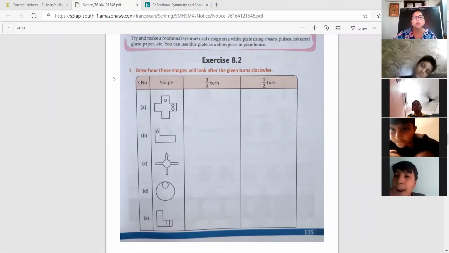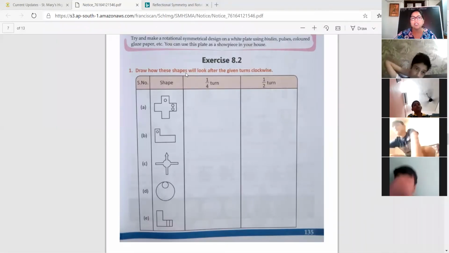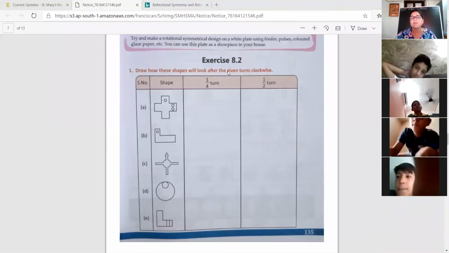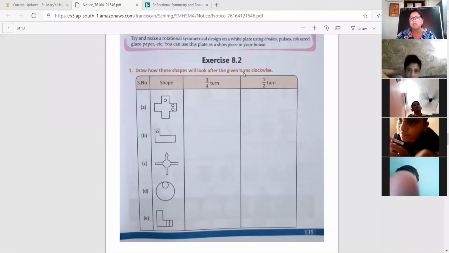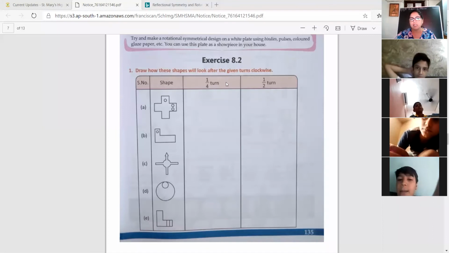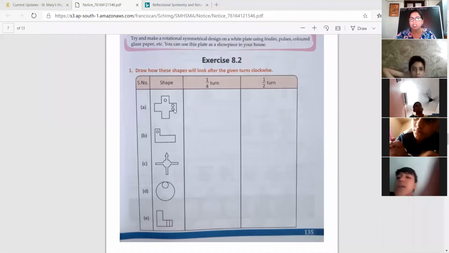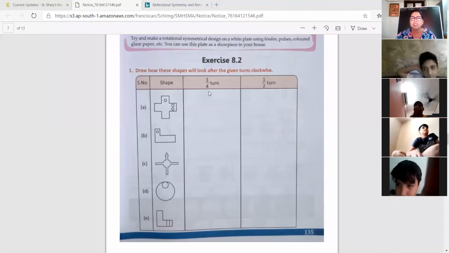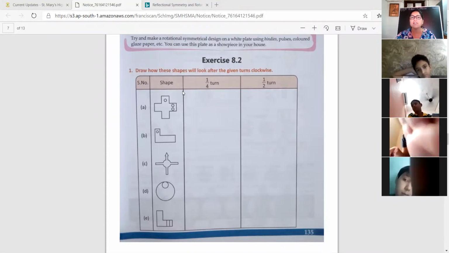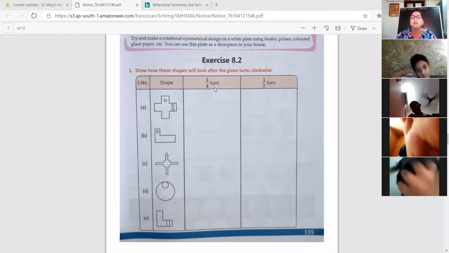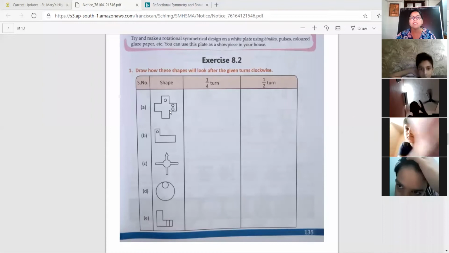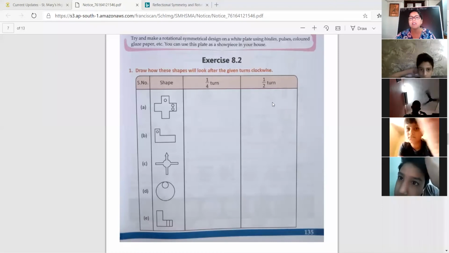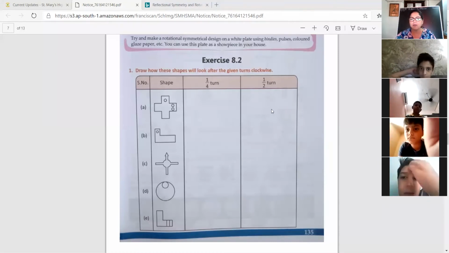Exercise 8.2: draw how these shapes will look after the given turn clockwise. So we have to turn this shape clockwise, and how much of a turn we have to do is given over here. In the first column, we have to write how the figure looks after a quarter turn, and when this figure is turned half a turn, how does it look? That we have to write over here.